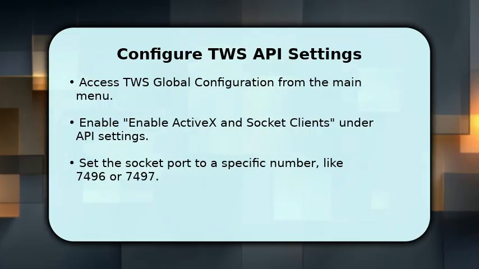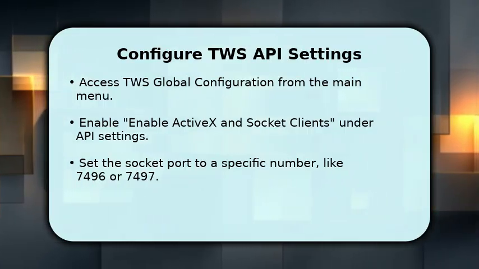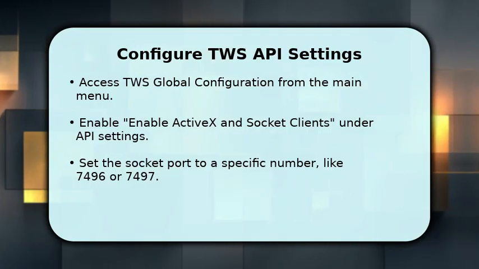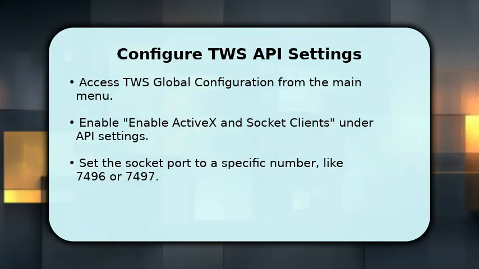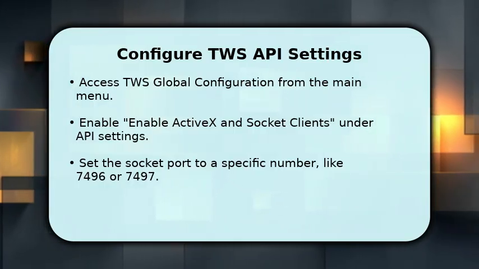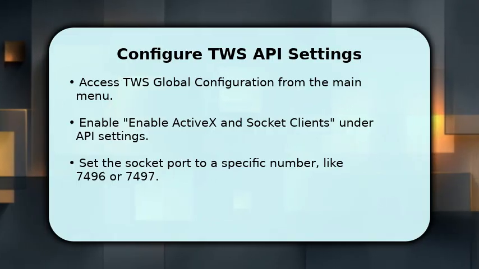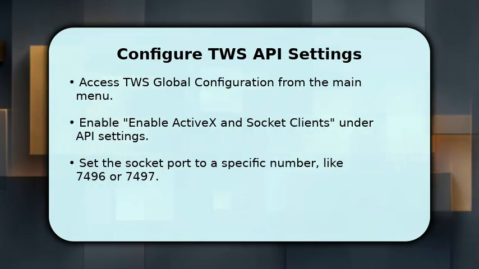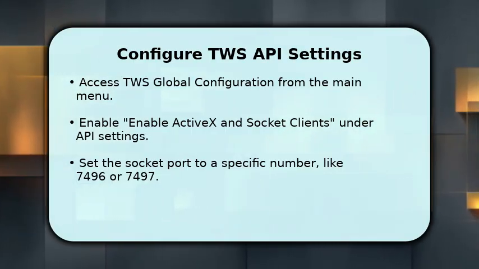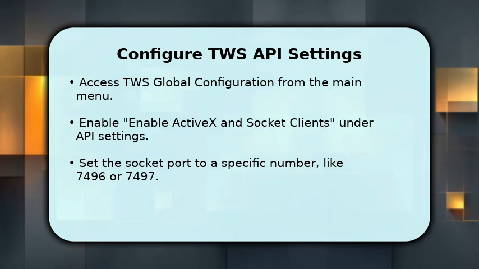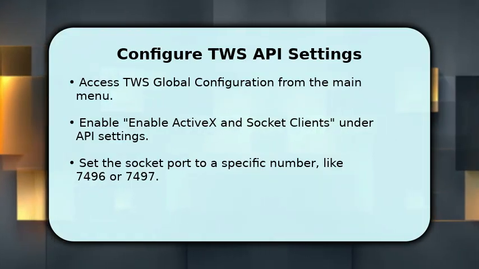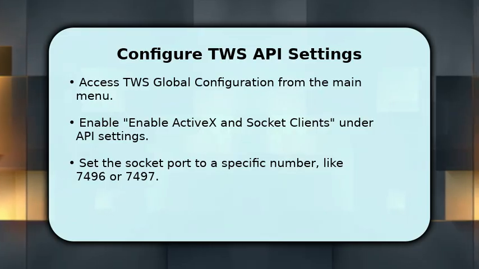Now let's configure TWS for API access. Open TWS and navigate to the Global Configuration menu. Under the API section, find Settings. Here, you must check the box to enable ActiveX and socket clients. Next, set the socket port to either 7496 for live trading or 7497 for paper trading. Finally, add 127.0.0.1 to the trusted IP addresses list to allow local connections.